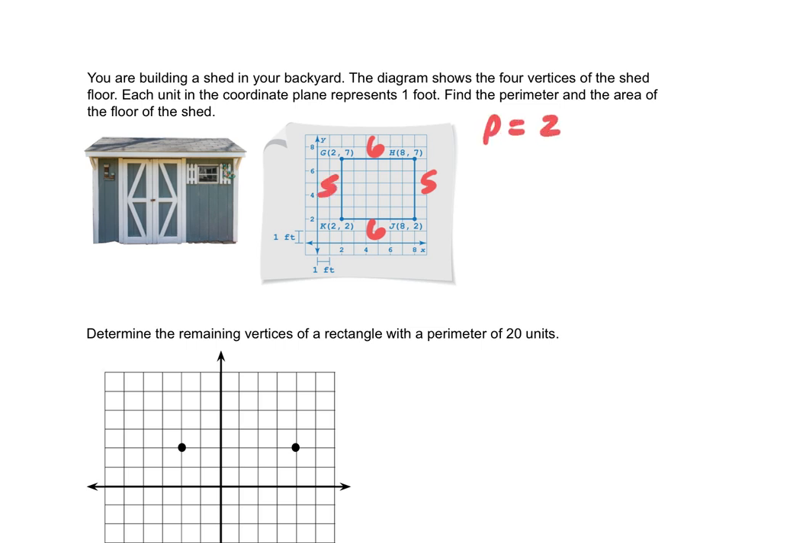So my perimeter would be 2 times 6 plus 2 times 5. Type that into your calculator. And we should get 22 feet. Or you could just add up all 4 sides. Some people just like to add up all 4 sides. Nothing wrong with that.